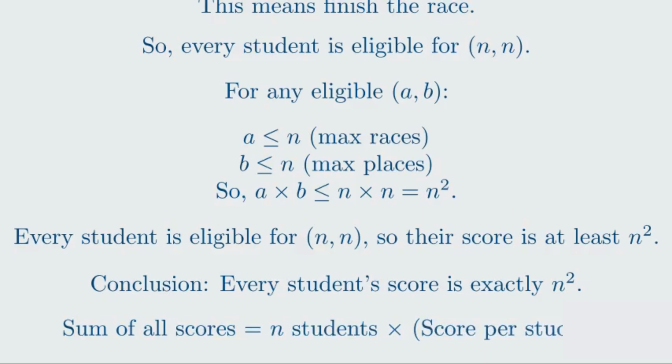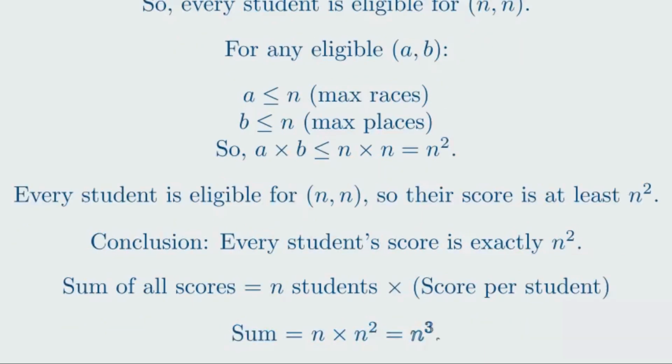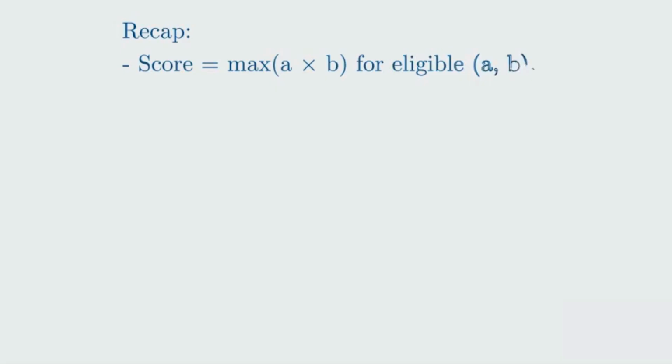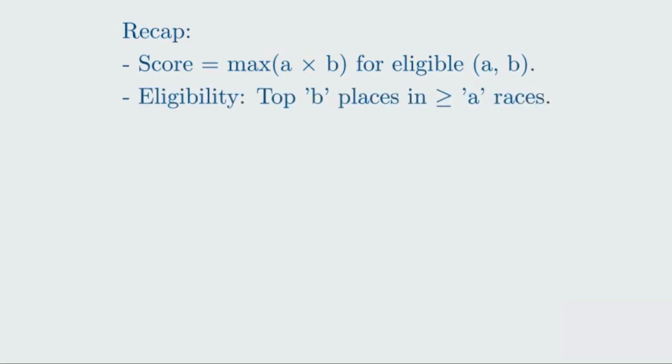Let's quickly recap our argument. Our goal was to find the maximum sum of scores for all students. We defined a student's score as the maximum of the product A times B for all eligible ratings AB. Eligibility means being in the top B places in at least A races. We first established the upper bounds for A and B. The number of races, A, cannot exceed the total number of races, which is N. The number of top places, B, cannot exceed the total number of students, which is also N, because top N places simply means everyone.